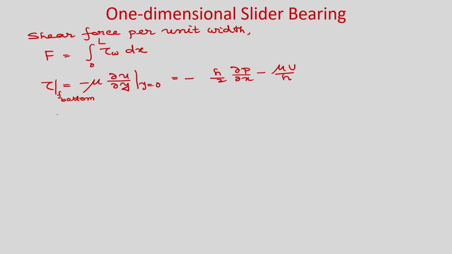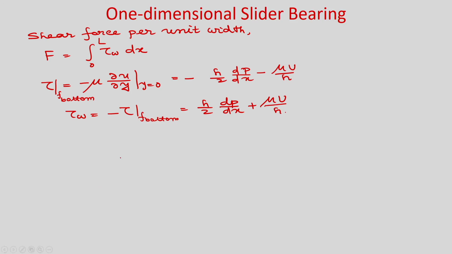Now if you want to find the shear stress on the wall, obviously tau W will be minus tau F bottom, because this is the fluid side. So, it will be equal and opposite on the wall. So, tau W will be just minus tau. So, it will be h by 2 dp by dx plus mu u by h.